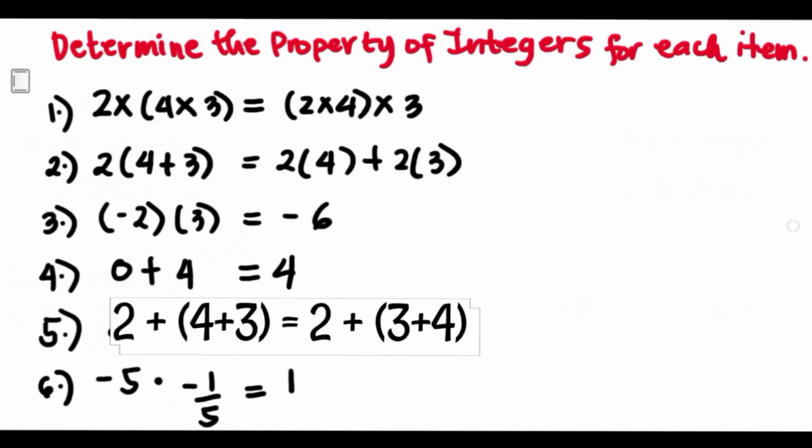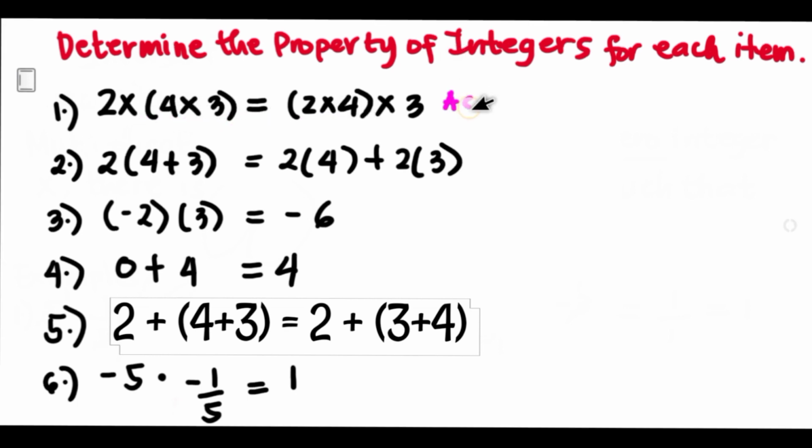So, dito na tayo sa ating last activity sa lesson na to. So, we have to determine the property of integers for each item. Number 1 is 2 times the product of 4 times 3 is equal to 2 times 4 times 3. So, kung mapapansin po natin, si 4, nagpalit siya ng kagrupo. Una niyang kagrupo si 3. Dito, 2 naman yung kagrupo niya. So, ito ay associative property. And siya ay associative property of multiplication, to be exact.